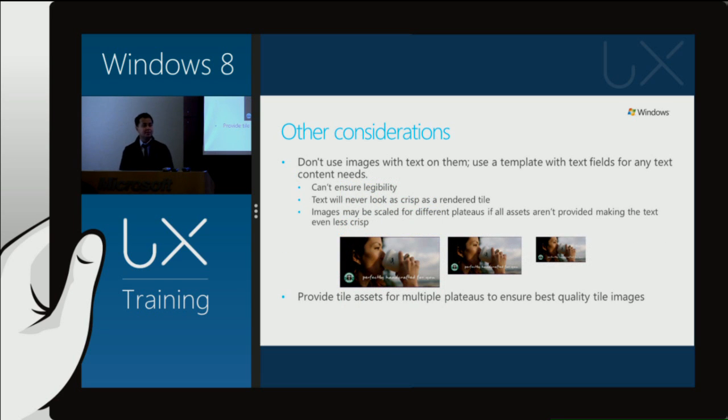Don't use images with text on them. If you have text actually rasterized on that image, you can't guarantee the legibility at different sizes. You can't target specific device sizes and resolutions. Windows 8 will automatically scale up if they're using larger screens, and it will distort your live tile at each one of those plateaus. So it'll never be as crisp as rendered type on a tile, so use our templates for that, and don't use rasterized text or typography on your image.